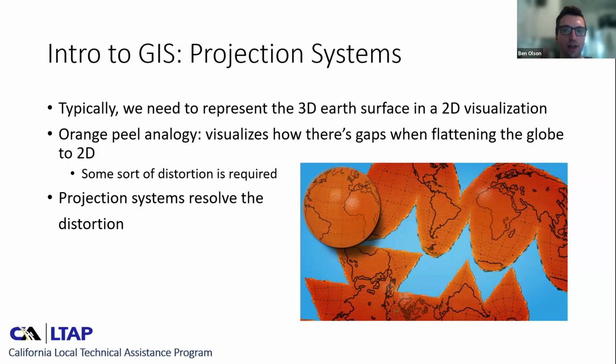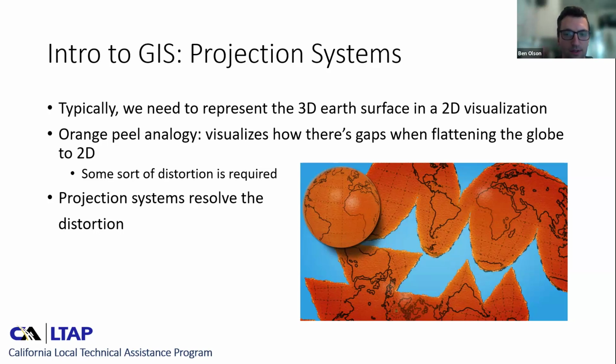and do it all in one piece, and then try to lay it flat, you wouldn't be able to do it without having gaps in between and tears. But when you think about a map, they don't have those gaps and tears, so there's some stretching and distortion that takes place to fill in those gaps. There's no way to have the 2D representation of the 3D Earth without that. Some distortion is required, and projection systems are what we use to resolve that distortion.